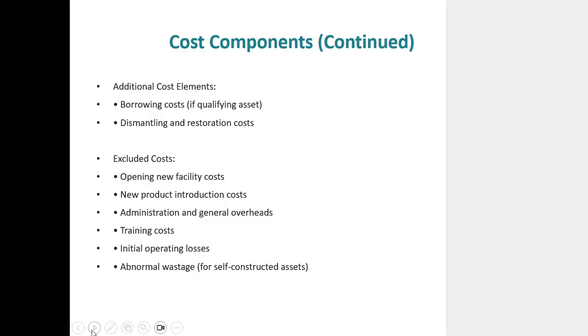Then there are additional cost elements such as borrowing costs, dismantling and restoration costs. Costs that are excluded from these cost components are opening a new facility, new product introduction cost, administration and general overheads, training cost, initial operating losses, abnormal wastage.